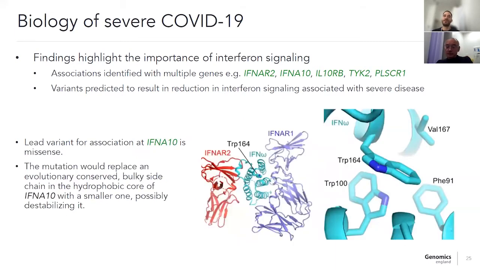Then another example is a missense mutation again on IFNA10. And this mutation would replace an evolutionarily conserved and bulky side chain in the hydrophobic core of the protein with a smaller one. And this would potentially destabilize the protein. So this actually is quite illustrative of the particular effect of these mutations on the immune system. Next slide.